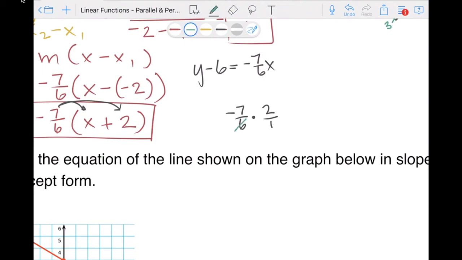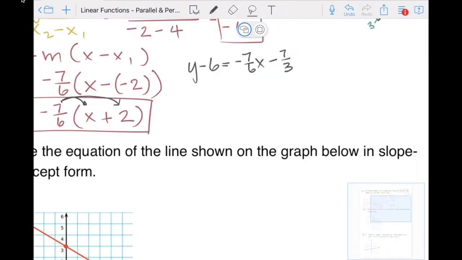Or remember, you can always diagonally simplify when you're multiplying. Any numerator and any denominator can be reduced, basically. So since 6 and 2 are both divisible by 2, we can make that a 3 and this a 1. And now this ends up being a negative 7 times 1, so a negative 7, and then a 3 times 1, which is a 3. So we end up here with y minus 6 is equal to negative 7/6 x minus 7/3.